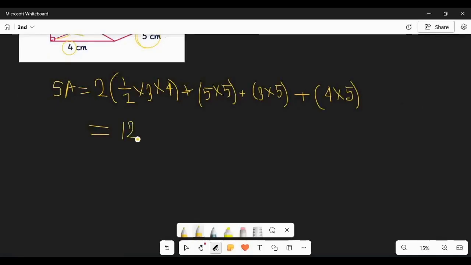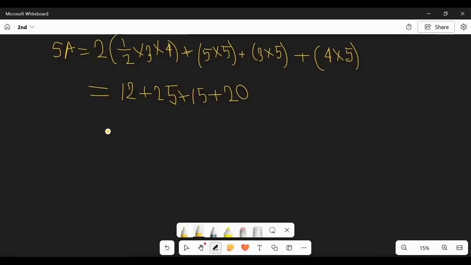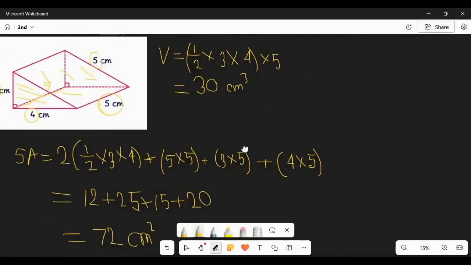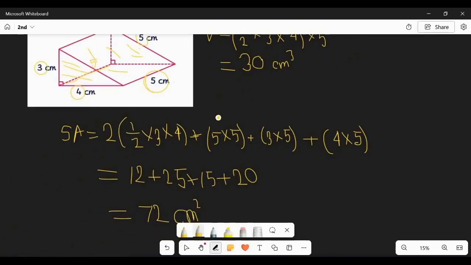First one is 12 plus 25 plus 15 plus 20. The whole answer is 72 cm square. So this is the answer of this math.